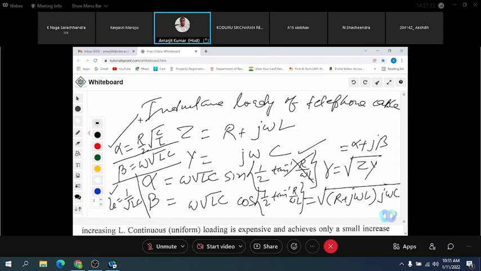So the idea is that this is the remedy for eliminating the frequency distortion and delay distortion on the telephone cable. Inductance loading is the remedy.